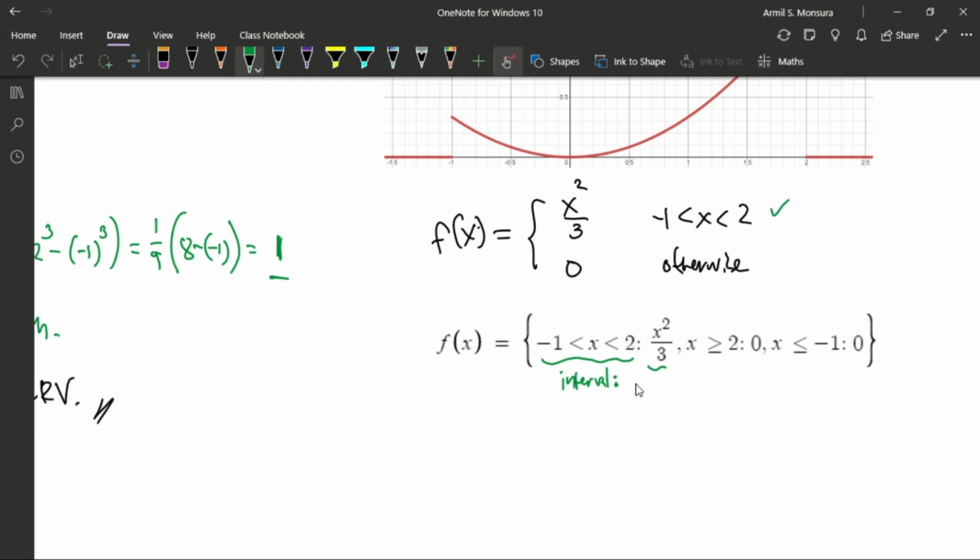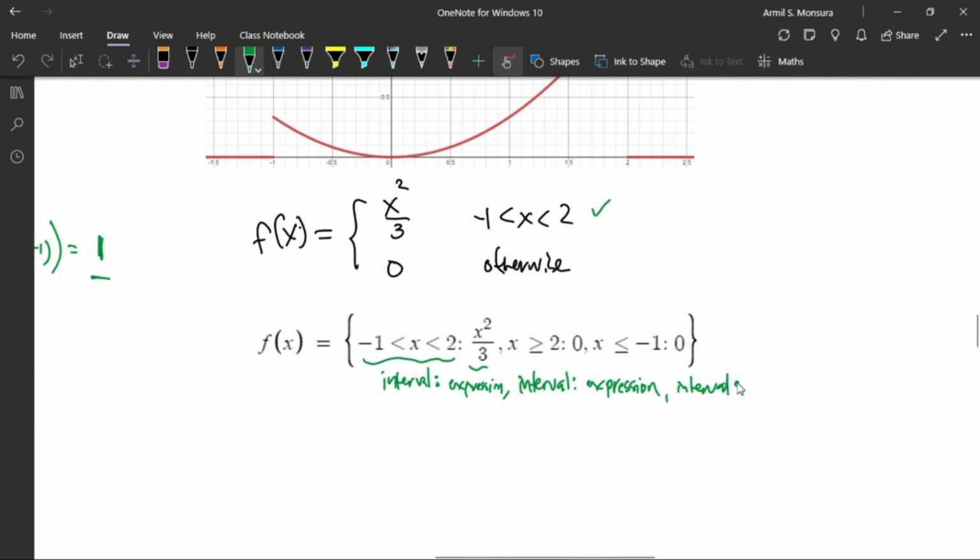The expression that computes the f of x. Then comma, then specify another interval. Okay, specify another interval. Okay, colon, then an expression representing the value of x. Okay, then another comma. Okay, interval, colon, expression that specifies or that computes the value of x.